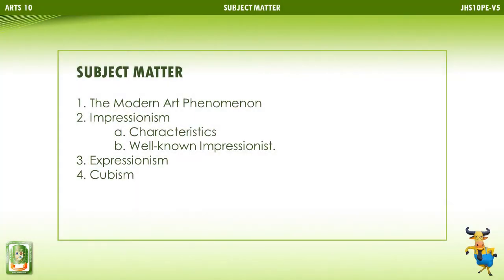Subject matter. 1. The modern art phenomenon. 2. Impressionism. A. Characteristics. B. Well-known impressionists. 3. Expressionism. 4. Cubism.